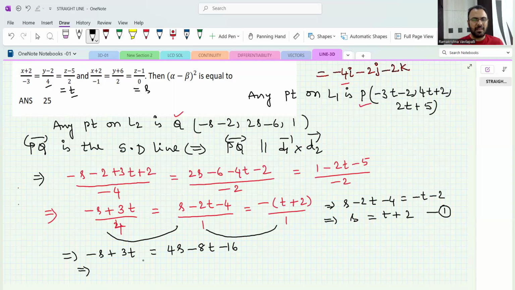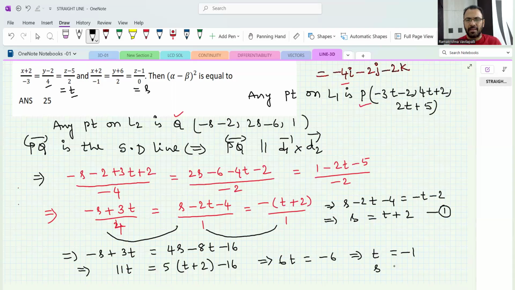Here you will have that 11T is equal to 5S. 5S is nothing but 5 into T plus 2, minus 16. This implies 6T is equal to minus 6, nothing but T equal to minus 1. So when T is minus 1, S is equal to 1. So we got both points at which the shortest distance line meets the skew lines.